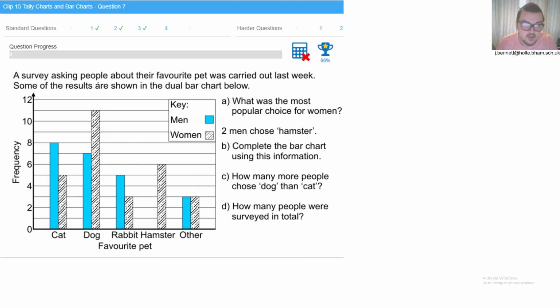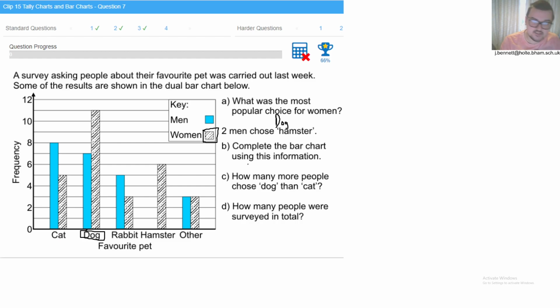Okay. What was the most popular choice for women? Well, the bars representing women are using this pattern. We look at the highest one, we can see that it is dog. And what was the most popular choice? The most popular choice for women was dog.